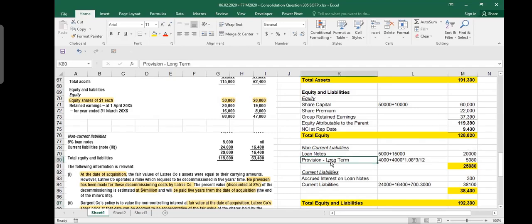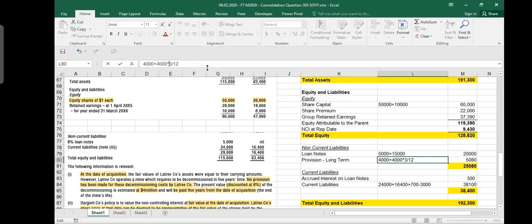Loan notes were correct. Provision, 4 million plus 4 million up here. It was 4 million into 0.08, or you can call it 4 million into 8%. Okay, 8% was the interest. Your interest was 4 million into 8% into 3 by 12. This should be the formula. If I put it here and put equals to sign, now it becomes equal, 191. You see, we just made a mistake here.